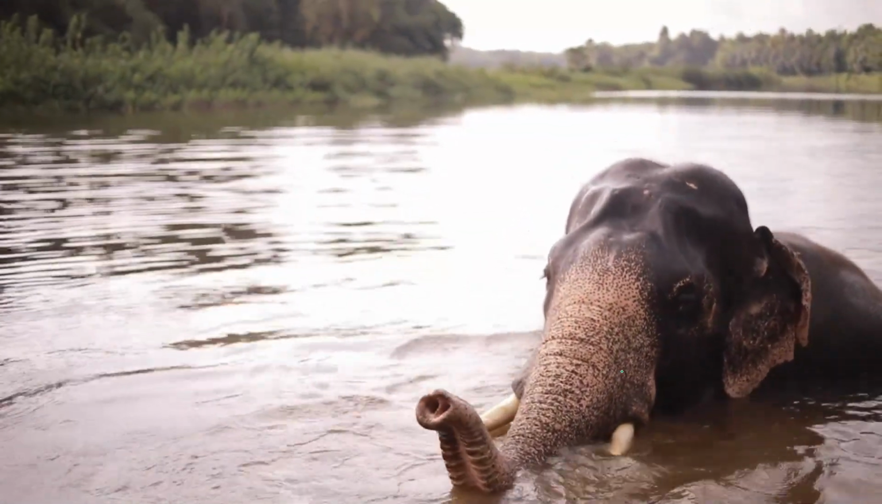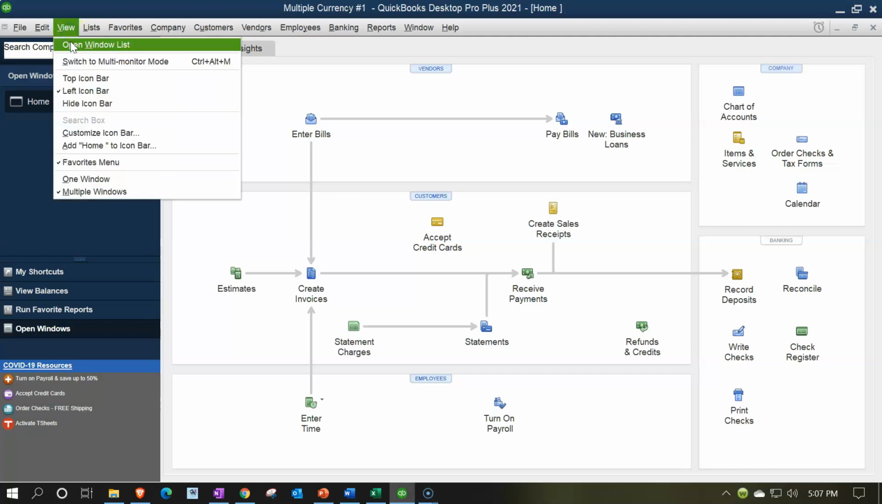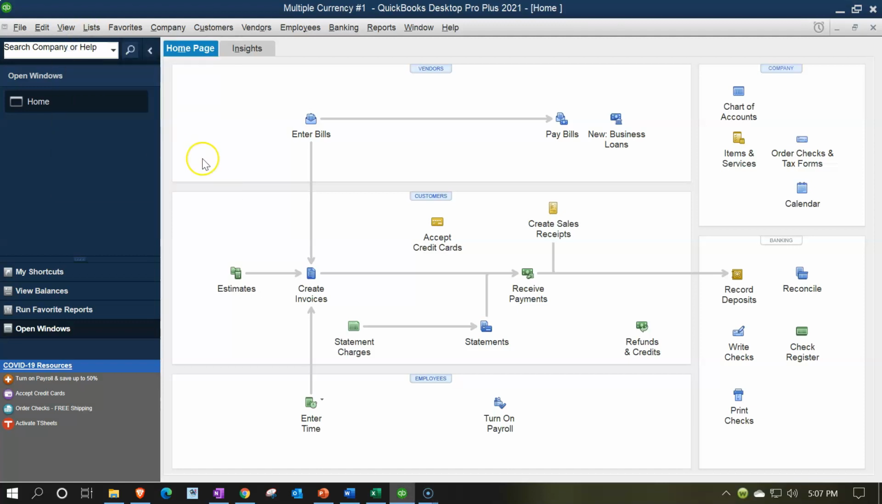QuickBooks Pro Desktop 2021. Here we are in our multiple currency practice file. We currently have the open windows open. You could open the open windows by going to the view dropdown, selecting the open windows list. In prior presentations, we entered a bill for the purchase of inventory, increasing the accounts payable.